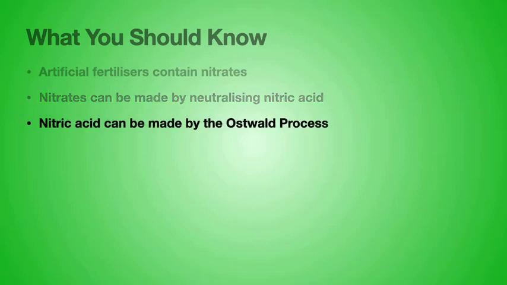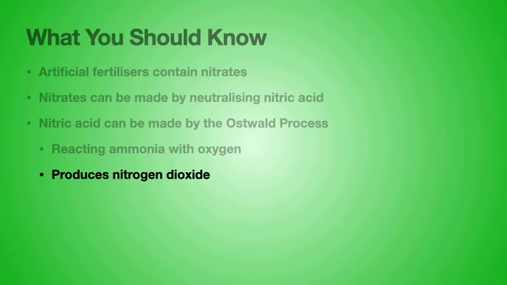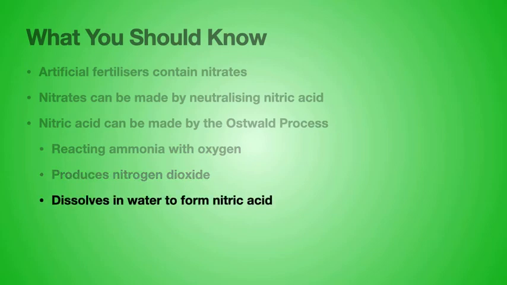The nitric acid can be made using the Haber process. That's what we looked at last time. And that involves reacting ammonia with oxygen. After a couple of steps, that produces nitrogen dioxide, and that dissolves in the water to form nitric acid. The actual process is a little bit more sophisticated than that, as you may recall, but that's all we need for this video.